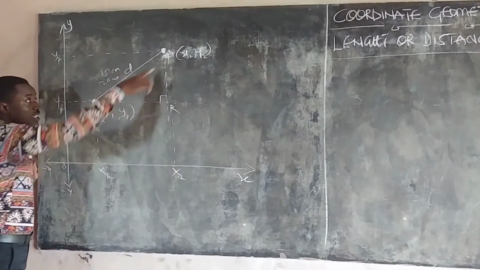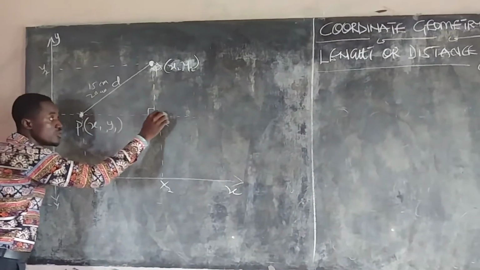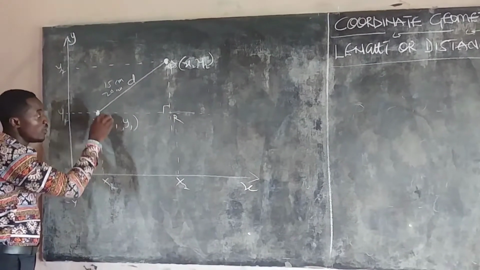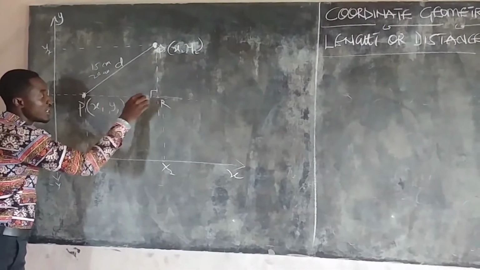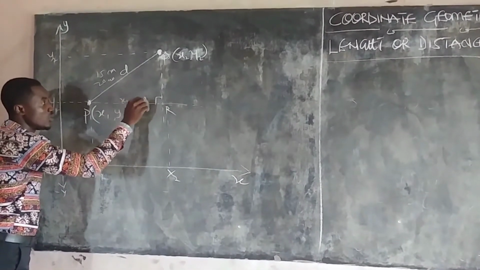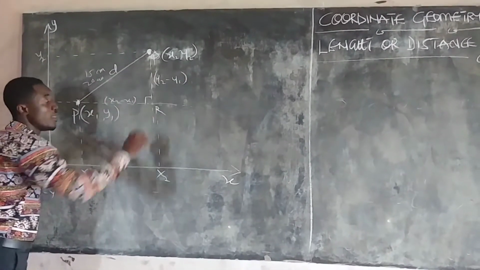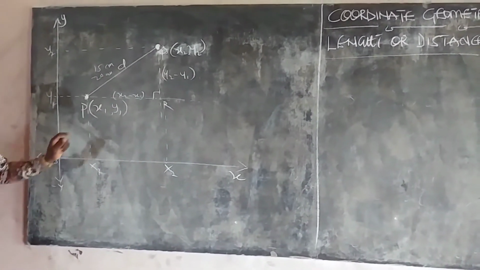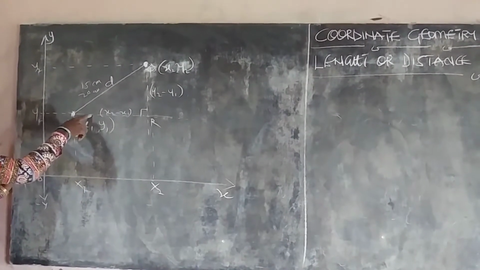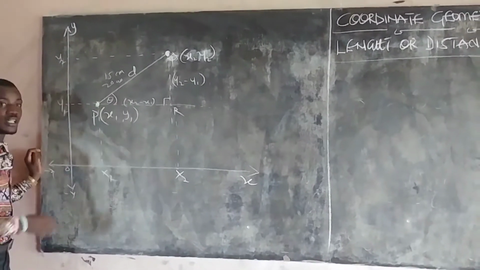Don't forget, this line is perpendicular to this line, so they meet at 90 degrees. Now, if you want to know the length of this side, it is X2 minus X1, and this side will be Y2 minus Y1. Don't forget. Good. So let the angle between the positive x-axis and the distance between 2 points be, let's say, theta. Good.